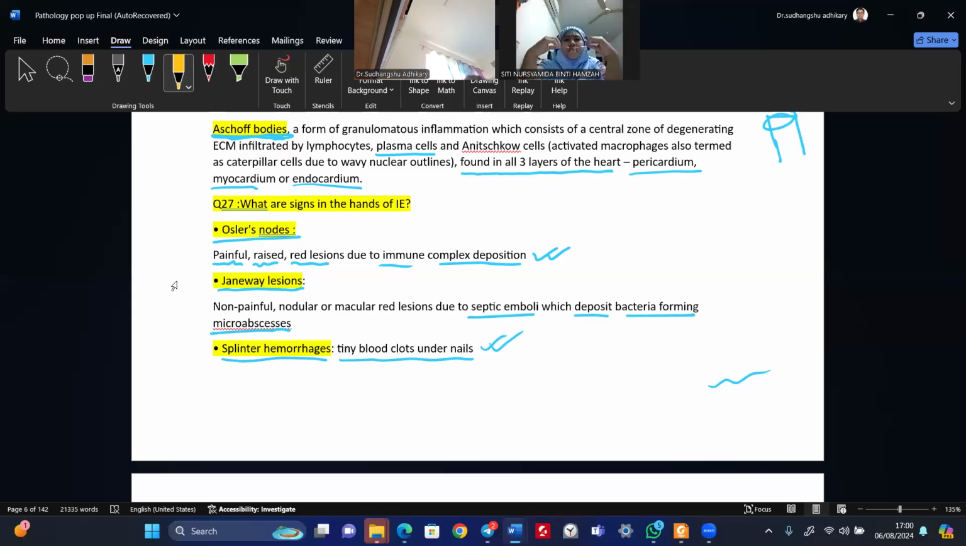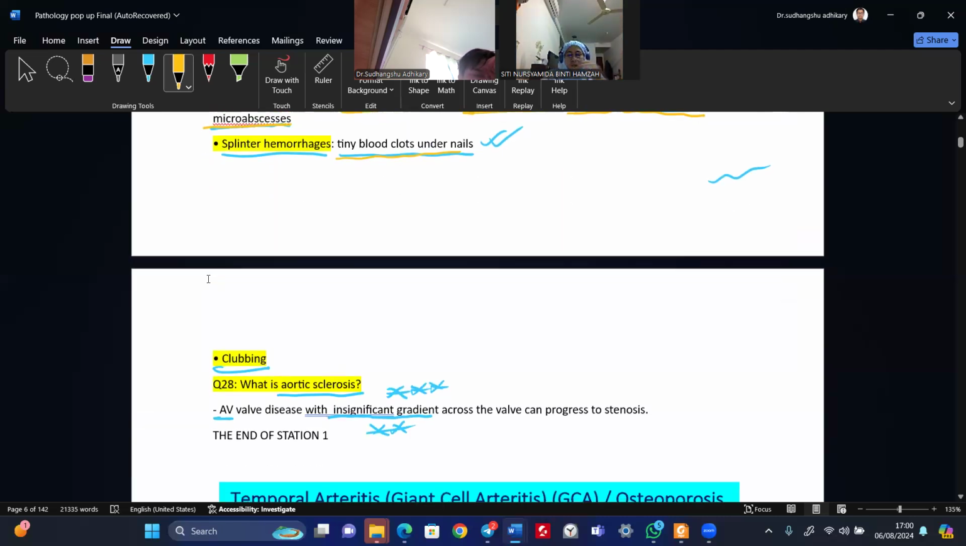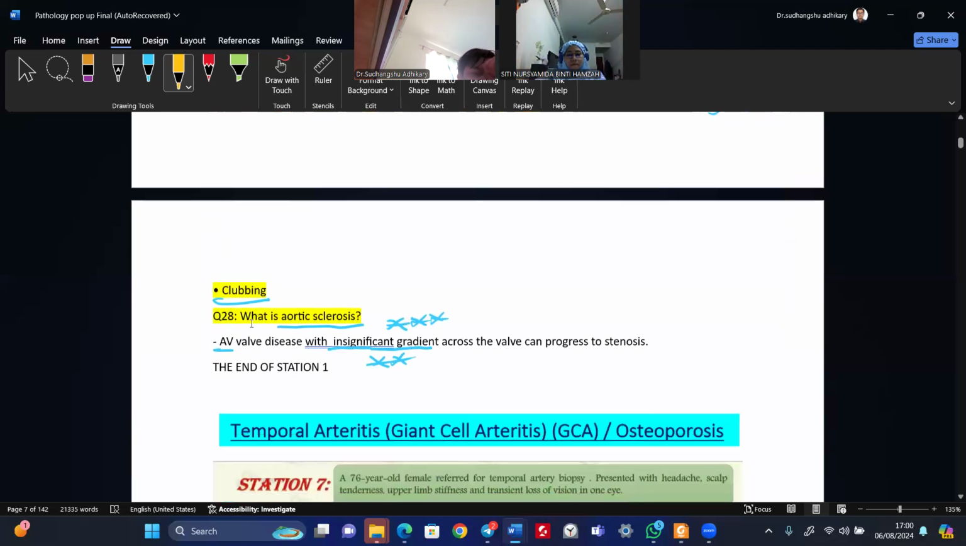Janeway lesions are non-painful nodular or macular red lesions due to septic emboli which deposit bacteria forming microabscesses, but they are non-painful. Splinter hemorrhage is a tiny little blood clot under the nail. And clubbing.